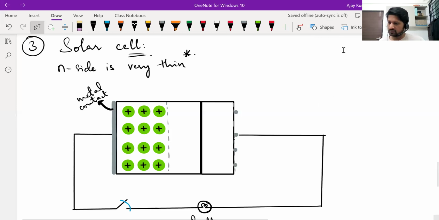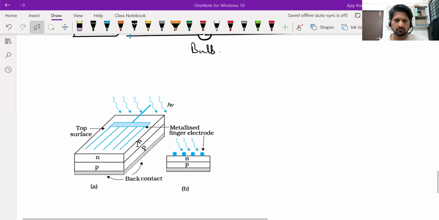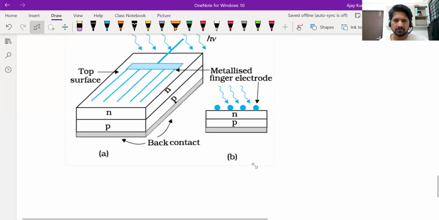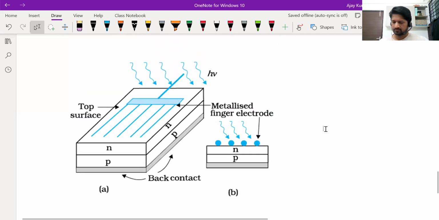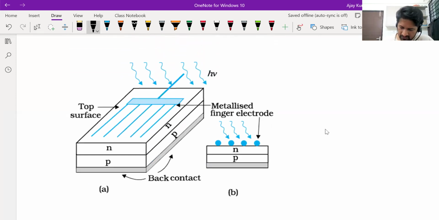Okay, let me show you another diagram, just a moment. Right. So you can see there is a thick P layer here. Fine. On top of it, a thin N layer. Relatively, it is thin. Fine. So that's the PN junction.